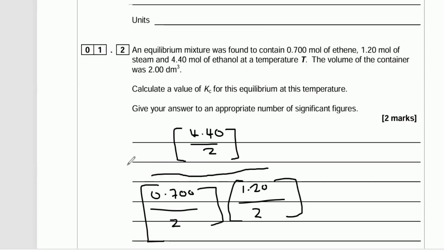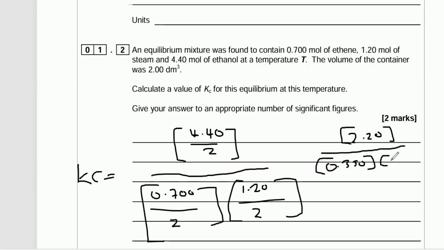And that's the Kc. If you want, you can simplify that. If you're into simplification, that's going to be 2.20 over 0.350, and we're going to times that by 0.60. If we put that all in our calculator, Kc comes up as 10.476.